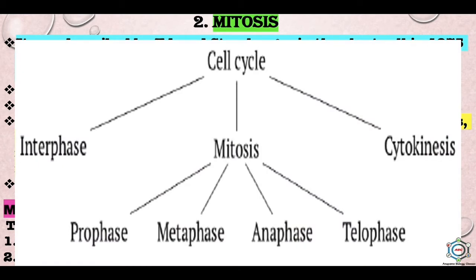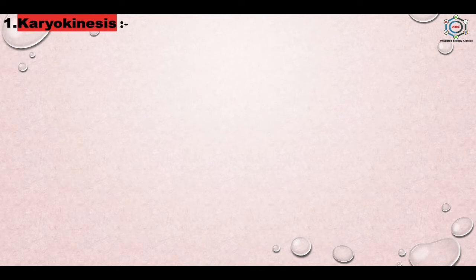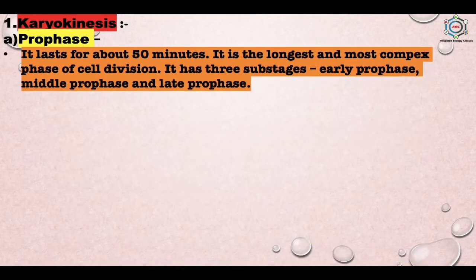Now, the first main event is karyokinesis, which is a continuous process, and here four main phases occur in this karyokinesis, in which the first one is prophase. Prophase lasts for about 50 minutes. It is the longest and most complex phase of the cell division.